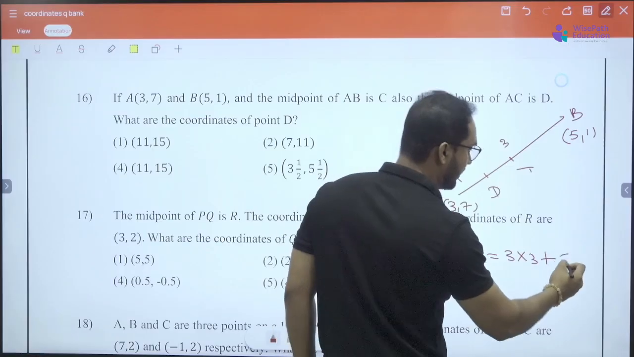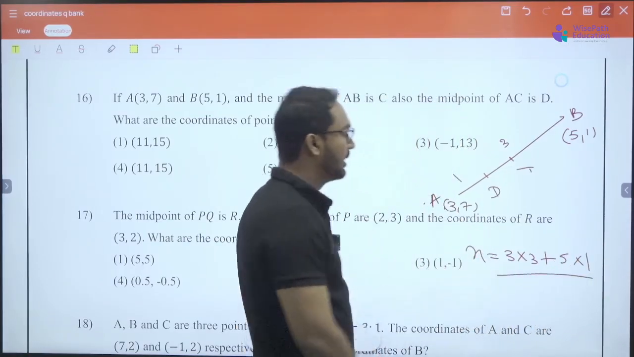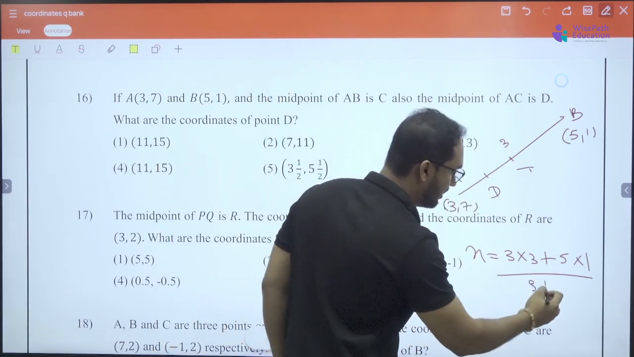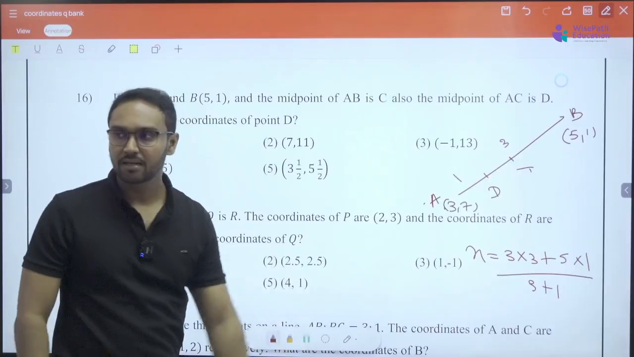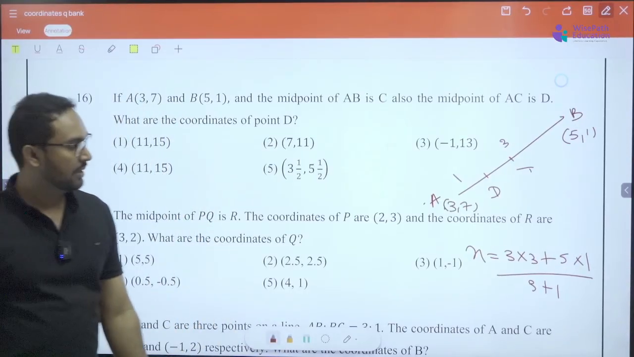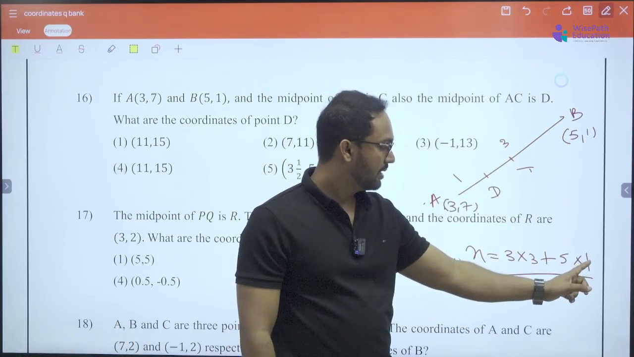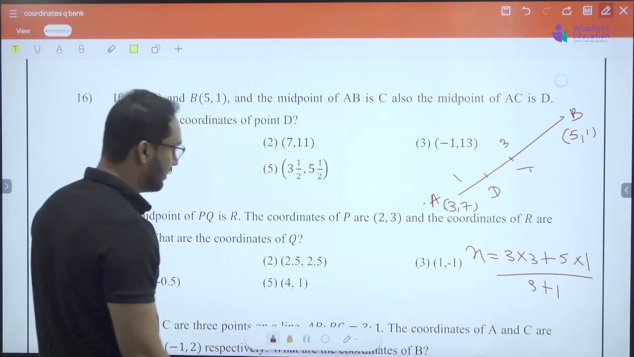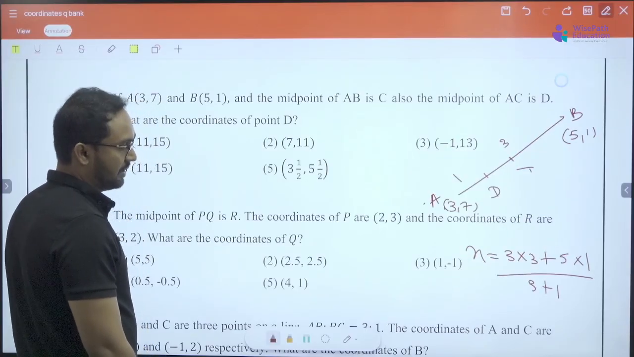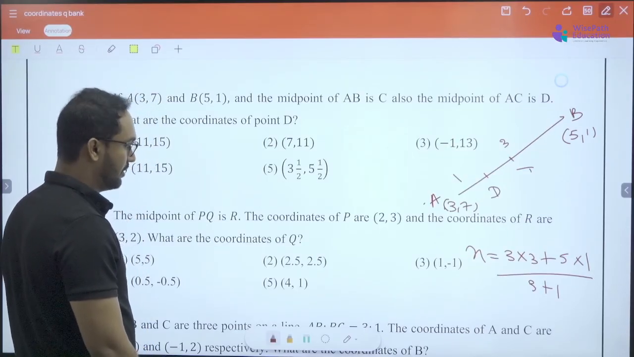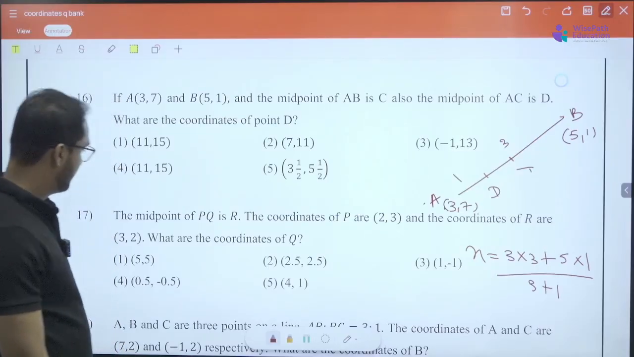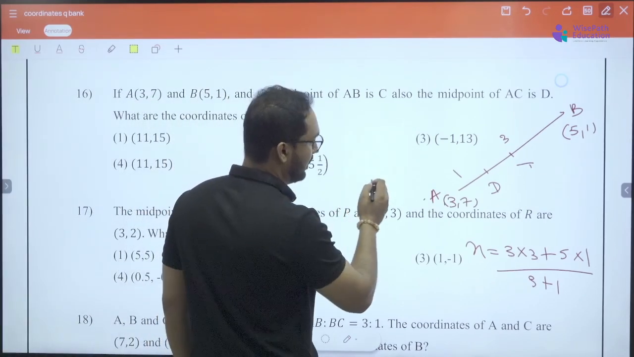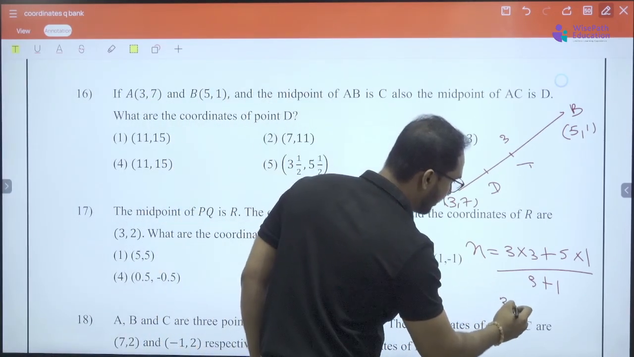That is 5 into 1. Divide by the addition of these two: 3 plus 1 is 4. 3 plus 1, that is what we divide by. So from this you get the x coordinate of D. So 9 plus 5, that is 14. 14 divided by 4 is 7 divided by 2, that is 3.5. Yeah, 3.5. So the x coordinate comes as 7/2, right?